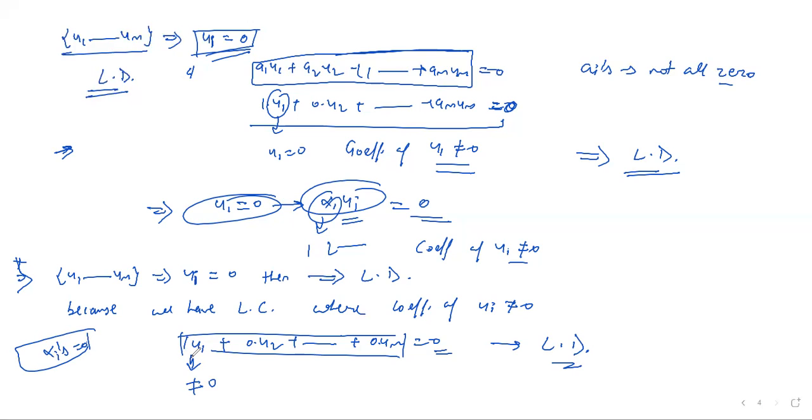Okay. Now let's see another important result. If I have two vectors, let's say ui and uj, and one can be represented as a scalar multiple of the other, like this: ui equals k of uj, where k is not equal to 0, then these vectors are linearly dependent.